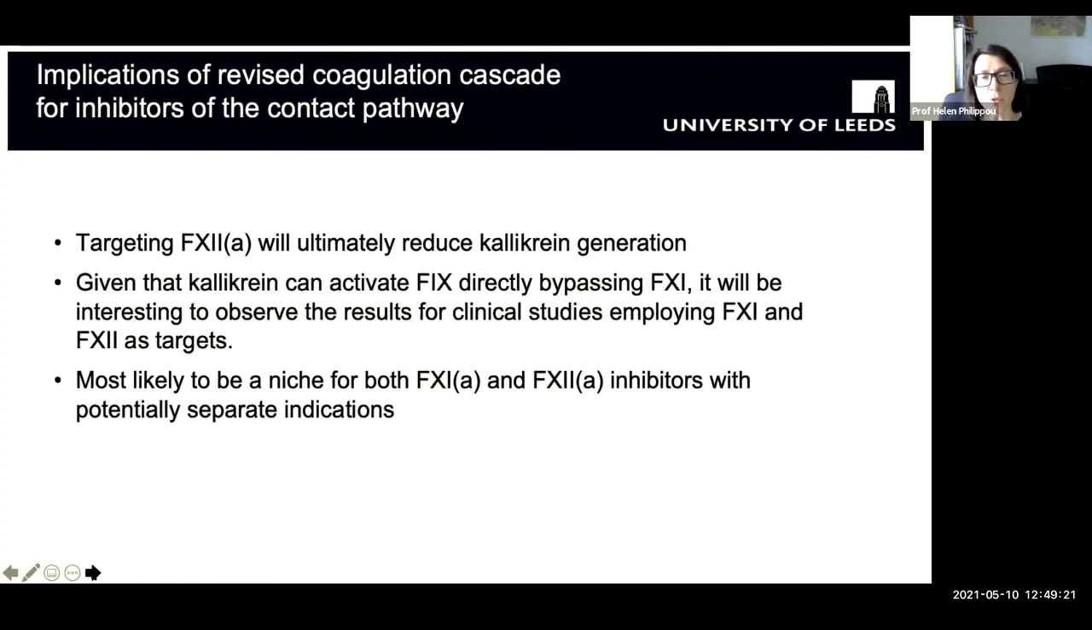And so what this is saying is that there is now a suggestion that this mechanism within the coagulation cascade may be targeted by 12 inhibitors, but not 11 inhibitors. However, 11 inhibitors do have efficacy, and we know that. So it's going to be really interesting to understand what comes through from the clinical studies. And it's likely that there'll be a niche for both 11 and 12 inhibitors with potentially separate indications.